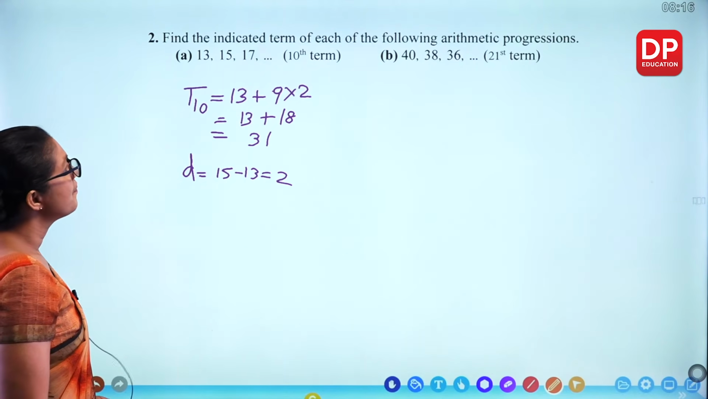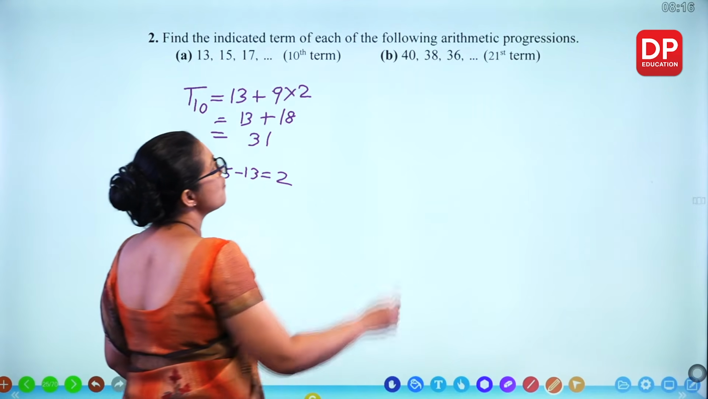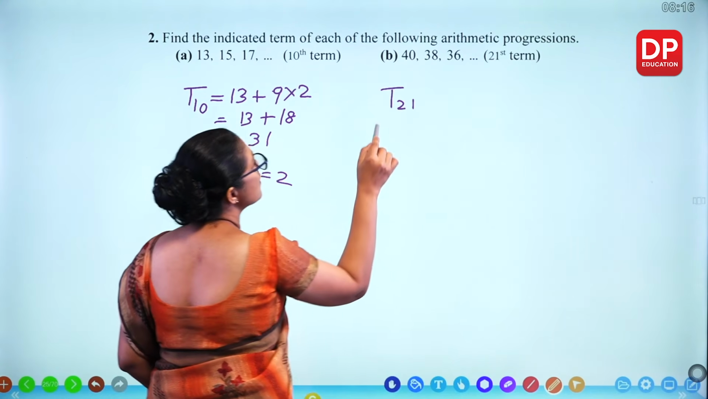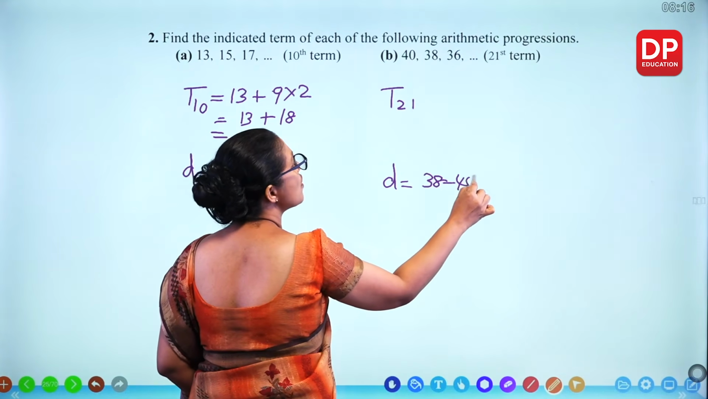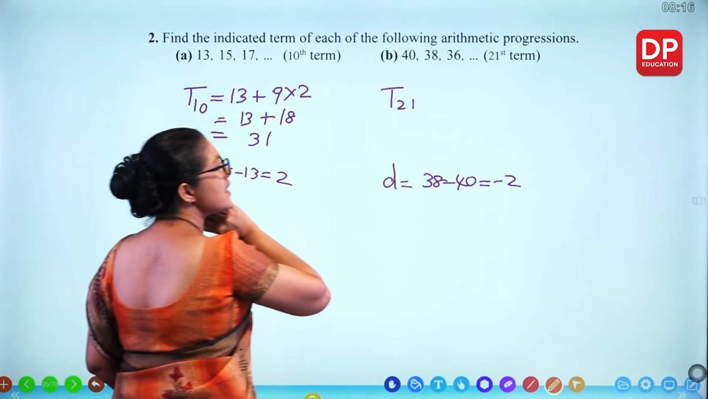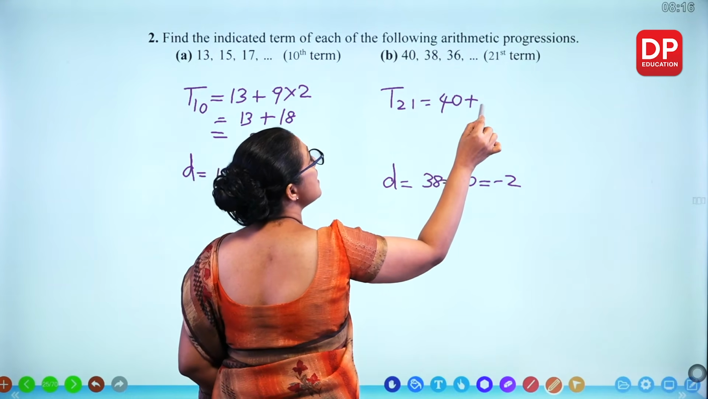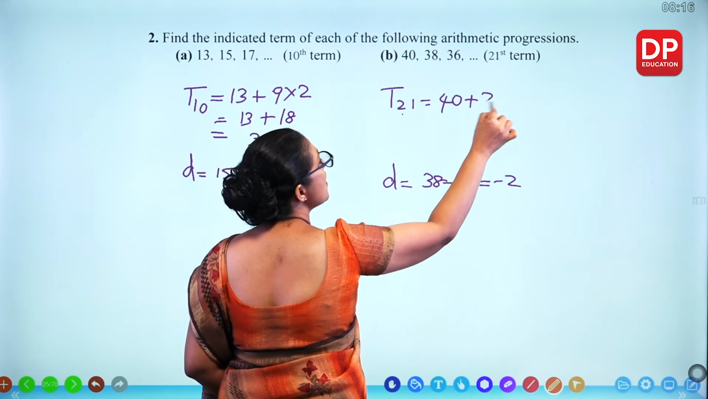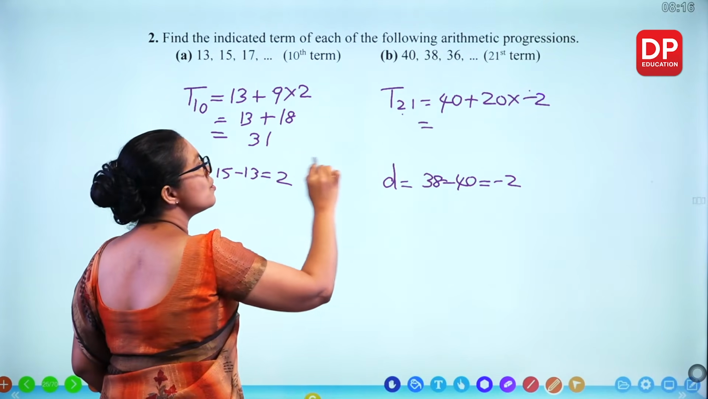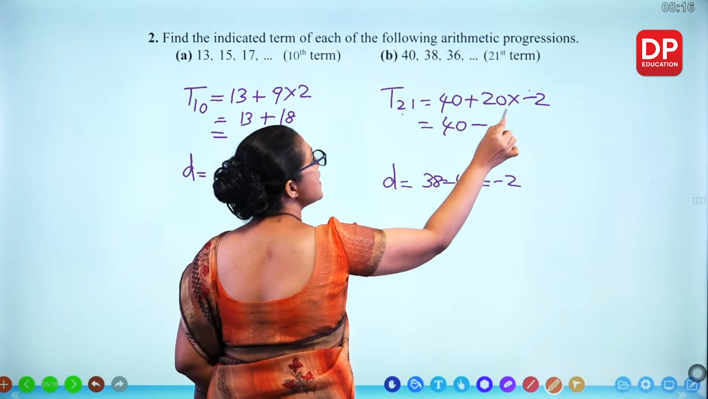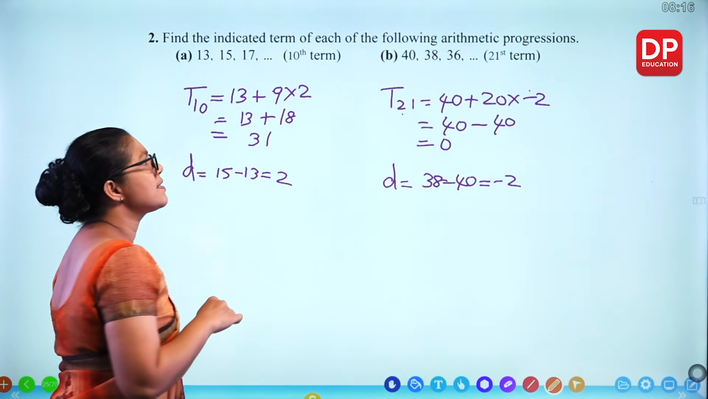31. This one, the 21st term you are asked to find. T21. What is D first? 38 minus 40, you get minus 2. The first term is 40. 21 minus 1 is 20. 20 times minus 2. So 40 minus 40, you get the 21st term is 0.